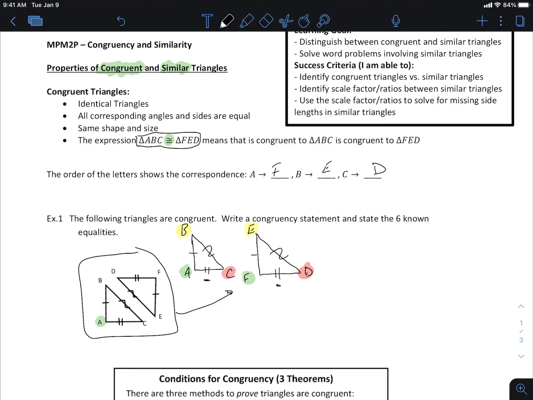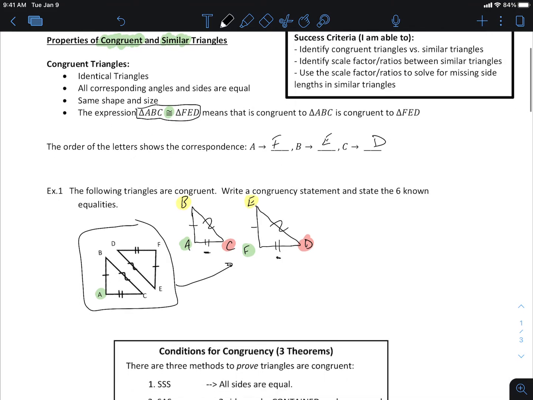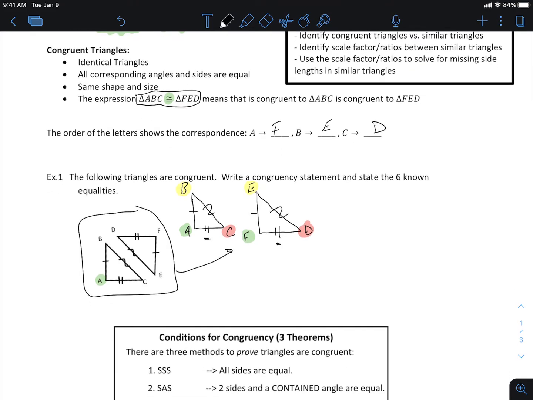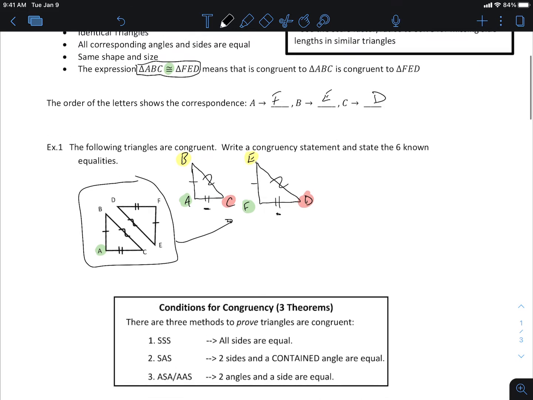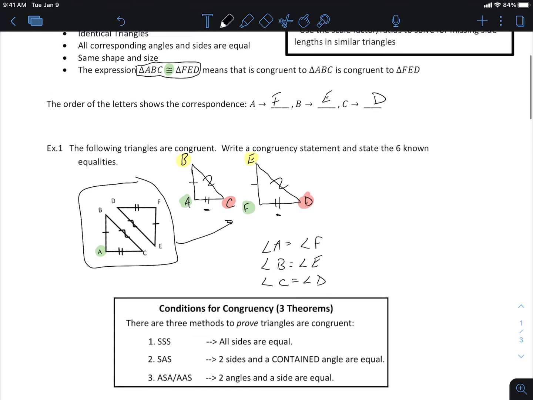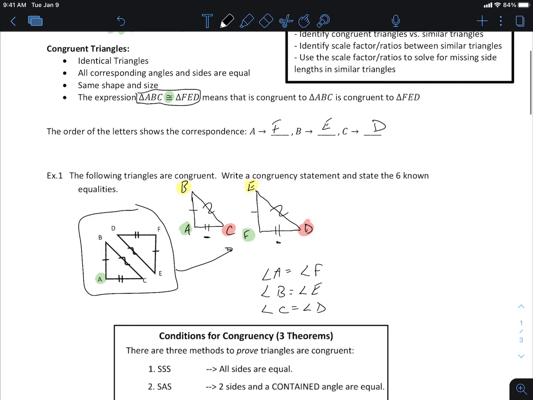Okay, and so we want to make a statement or a few statements down here. The first one, to prove congruency, is that the angles should all be the same. So what we're going to say down here is angle A is equal to angle F, angle B is equal to angle E, and angle C is equal to angle D. That takes care of the first one where we're checking the angles are all the same.